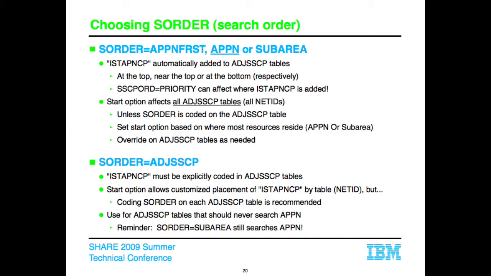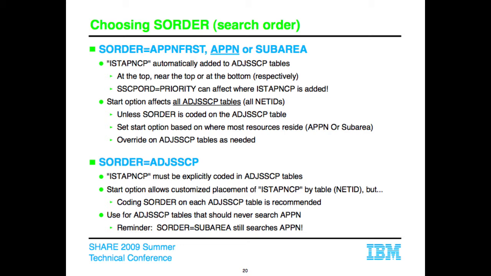SORDER equals ADJSSCP was invented back when we first did this because we want to give you the ability to search APPN first for some net IDs and subarea first for other net IDs. If you have some net IDs that are still SNI attached to you, then you really want to prefer subarea searching for those. On the other hand, for your net ID, if you're migrated to APPN, or for any border node connected customers who are APPN attached to you, for those net IDs you would want to search the APPN network first. So when we first shipped this support, there was no way to change the SORDER value on an adjacent SSCP table basis. It was one SORDER for the whole node.